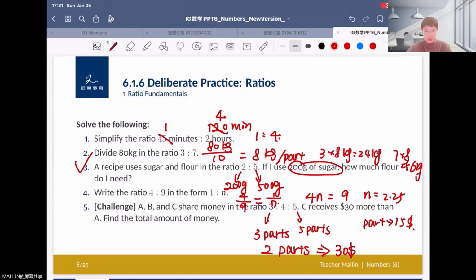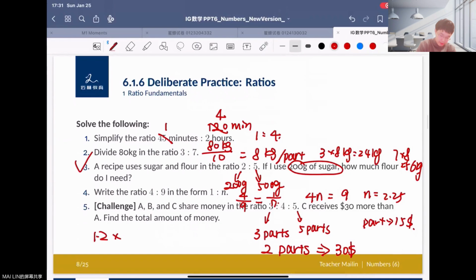So for the total amount of money, A has 3 parts, B has 4 parts, and C has 5 parts. Together we have 12 parts. We multiply 12 parts by $15 per part, and the final answer is $180. Okay? That is for these problems.